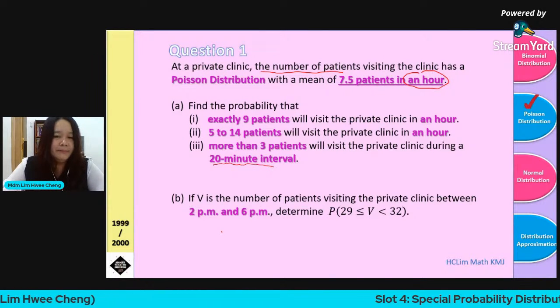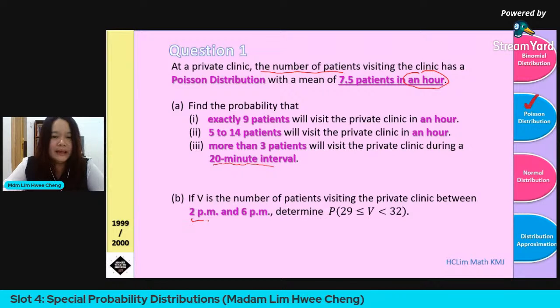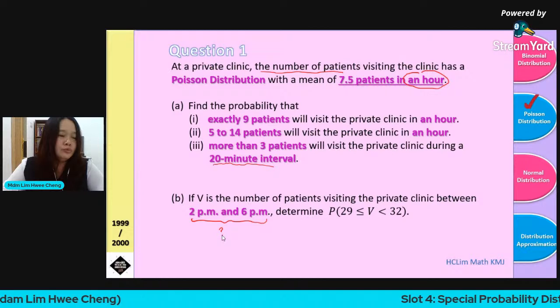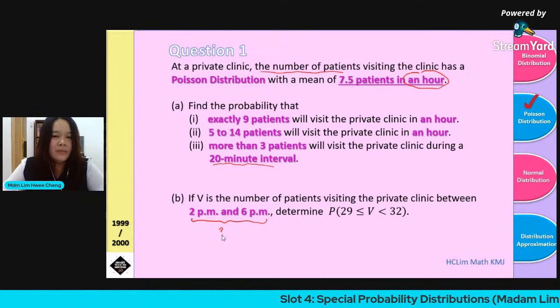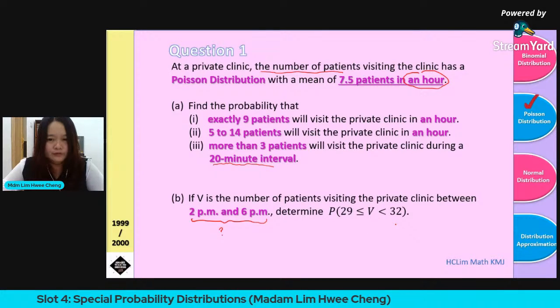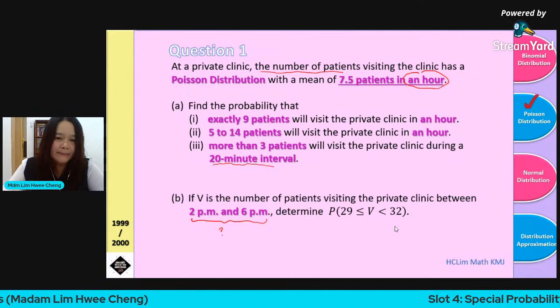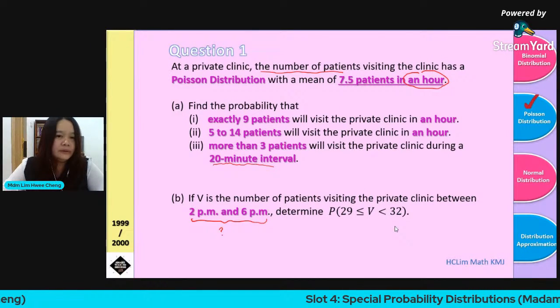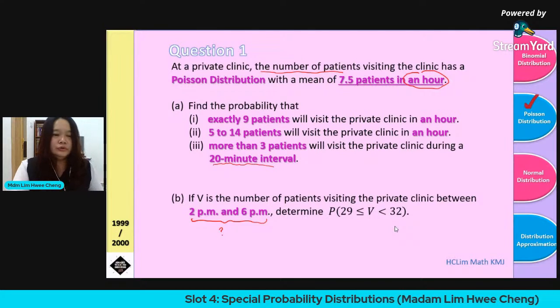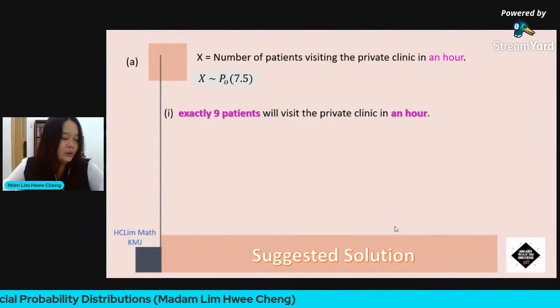Okay, and part B, it says that if V is the number of patients visiting the private clinic between 2 p.m. and 6 p.m. Okay, they change also the time from 2 to 6 p.m. How many hour intervals they have? And you determine the probability of this. So this is how we tackle the questions. Use the highlight pen to highlight the important keywords there. We go through question number 1 together. I think maybe some of you already tried the questions here.